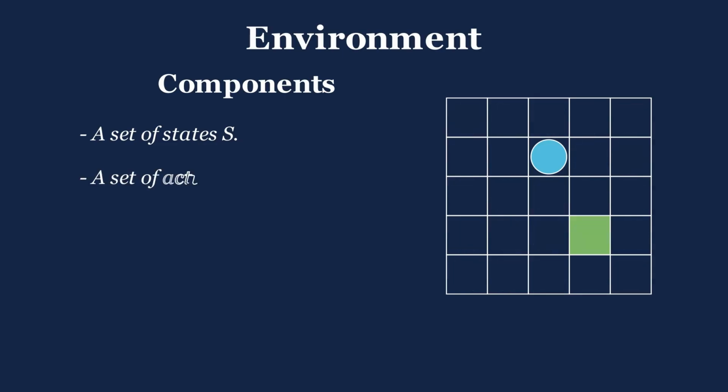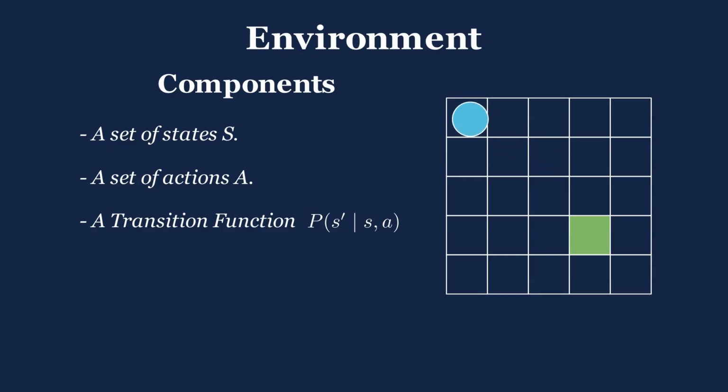A set of actions A, which the agent can take. The agent can move the player up, down, left, or right in the grid by one square. A transition function P, which defines the probability of moving to a next state S prime when the agent takes action A in state S. If the player is in the top left corner, and the agent queues it to move right, the transition function determines that the next state has the player one square to the right.